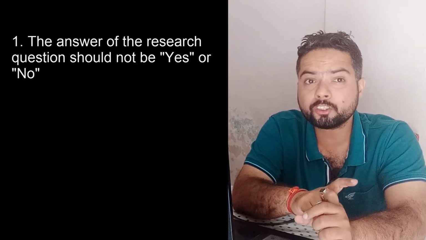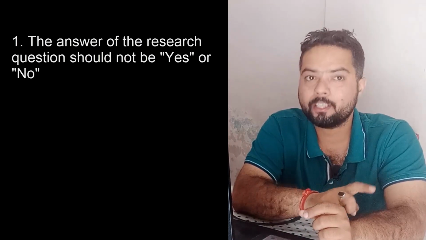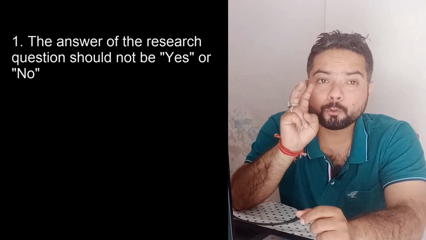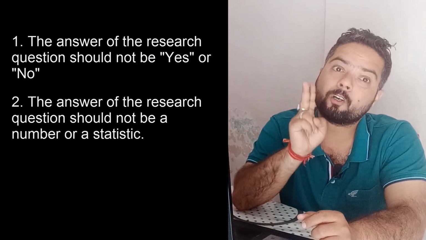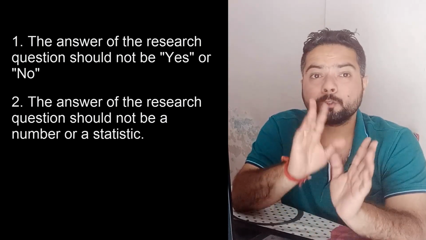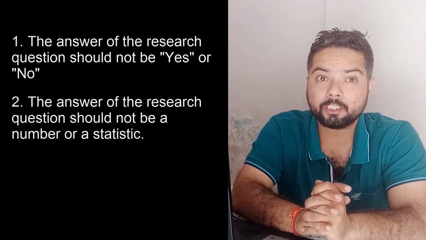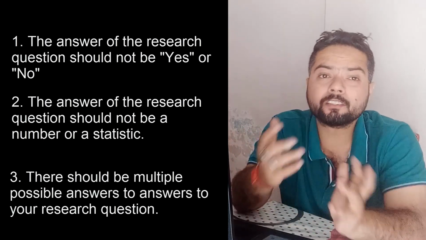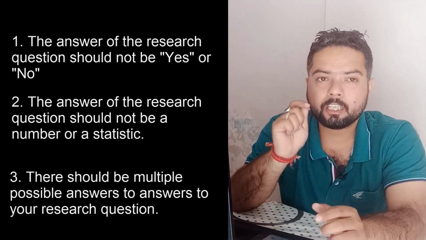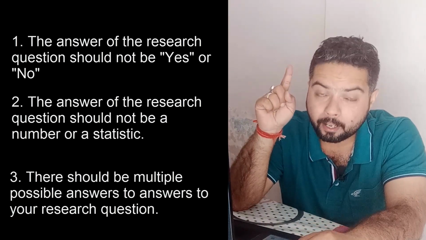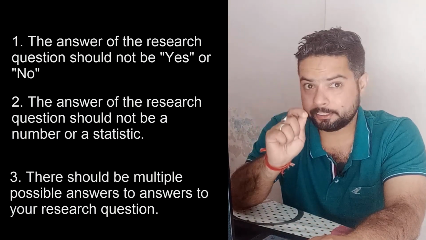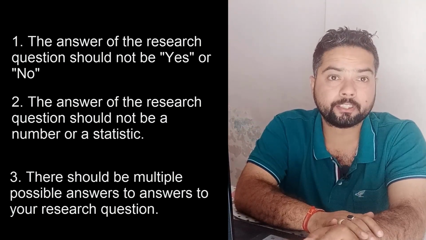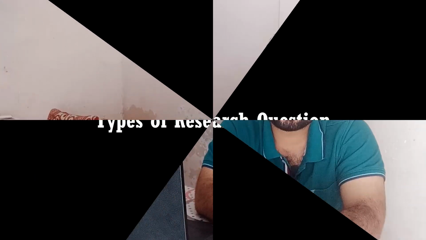The first is that the answer of your research question should not be a yes or no. The second is that it should not be a number or a statistic. The third, you need to make sure that the answer to your research question should be multiple. There should be multiple answers to your research question. If your research question fulfills these three conditions, then you can make sure that your research question is a good one. Now talking about the types of research questions.